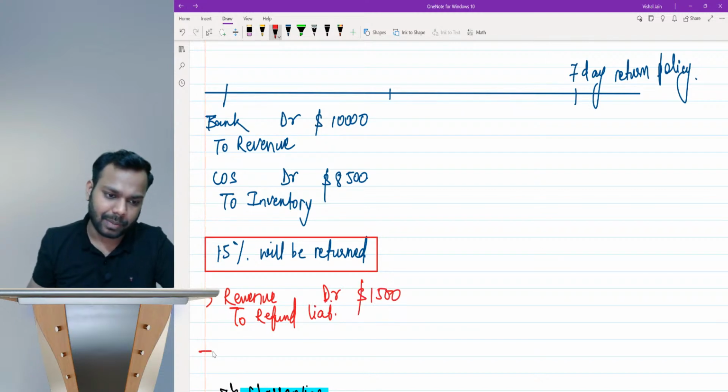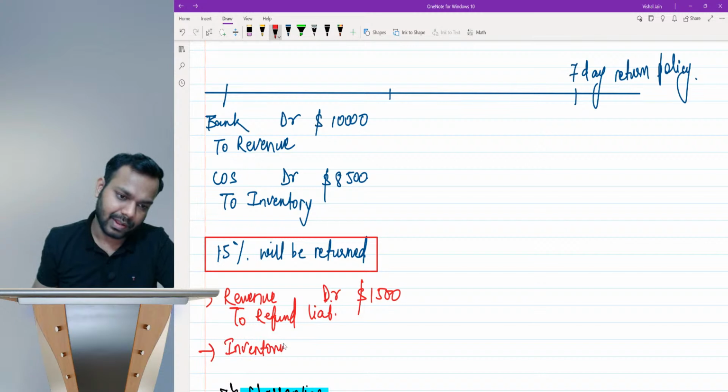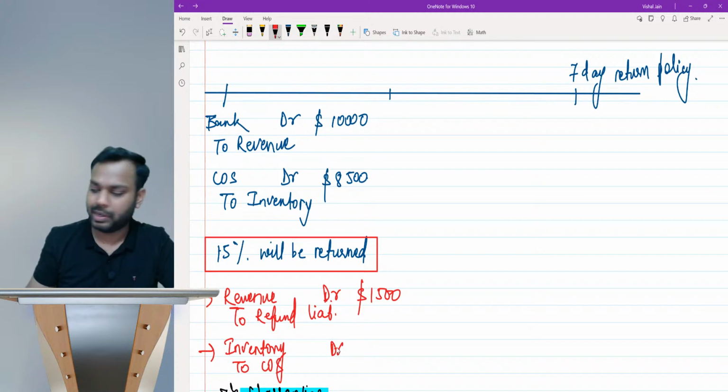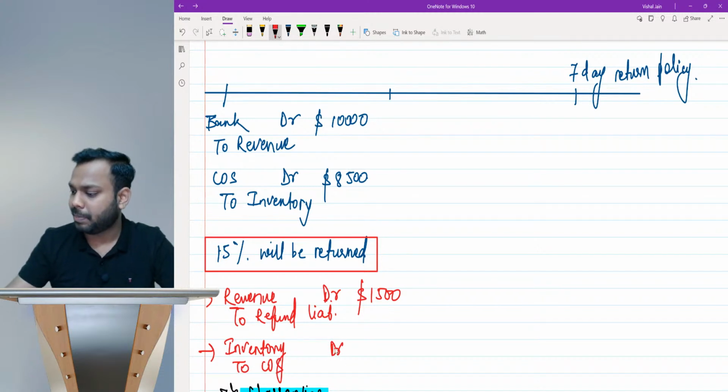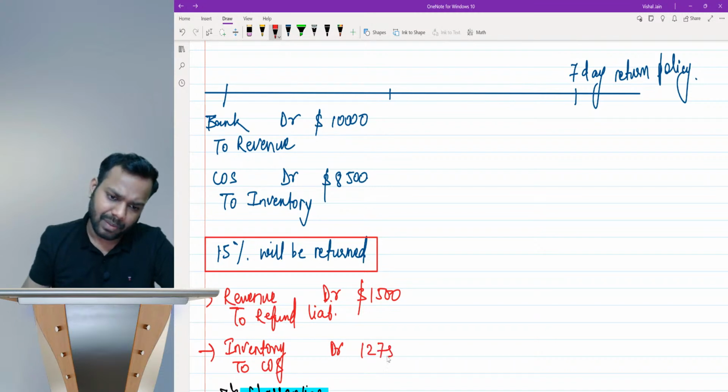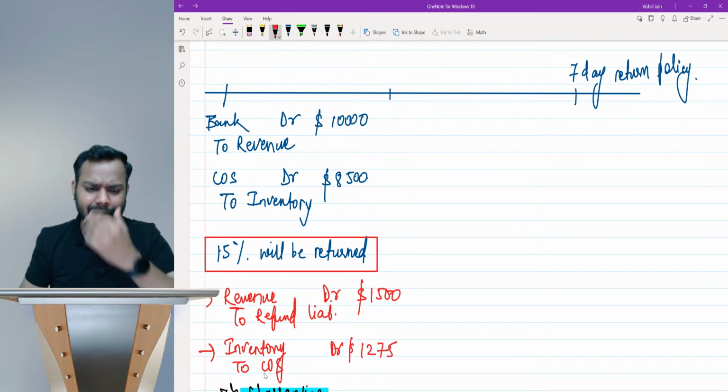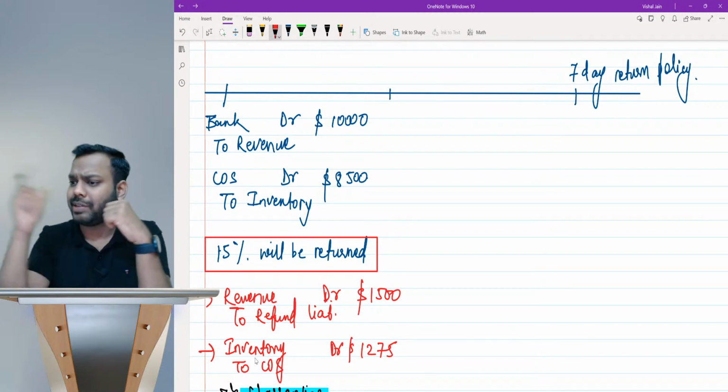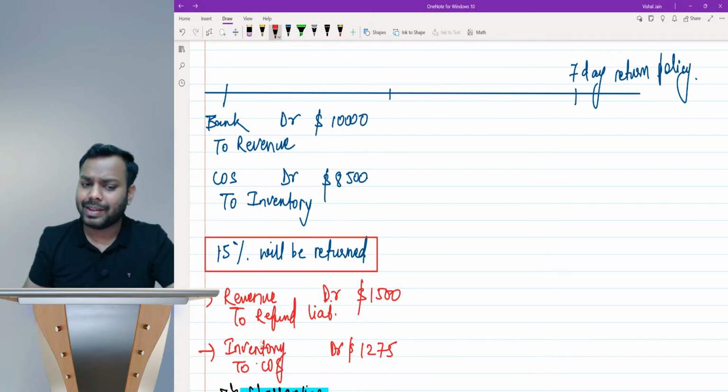Now similarly, the company will reverse the cost of sales also. So the company will recognize inventory, again inventory account debit to cost of sales. How much? 8500 multiplied by 15% is 1275. But now tell me, can the company recognize inventory? Inventory is still with the customer, right? So recognizing inventory will be wrong.